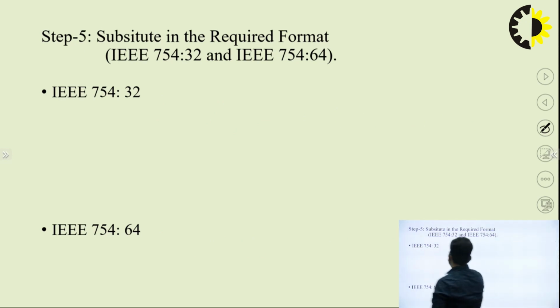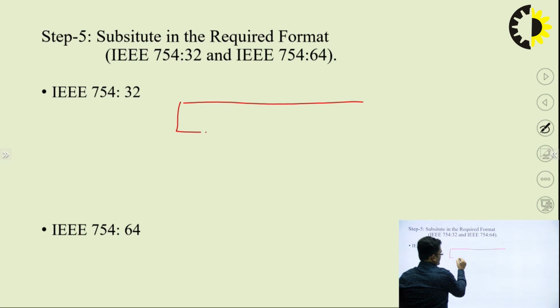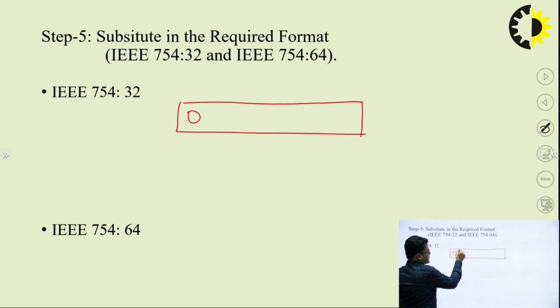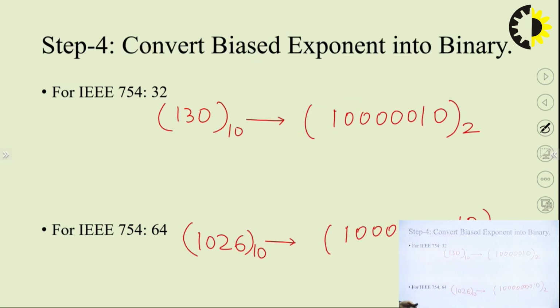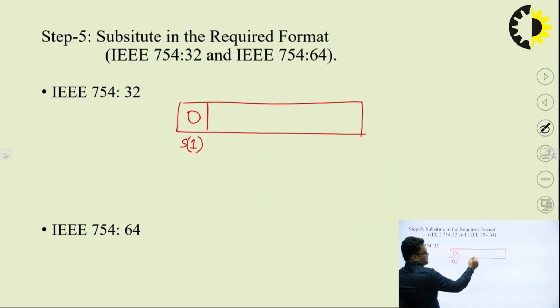So for 32-bit, the desired format is: for the sign bit we need to use only 1 bit. So for that it is 0. This is our sign bit. For the biased exponent, I am writing e dash. We have to provide the biased exponent in 8 bits.